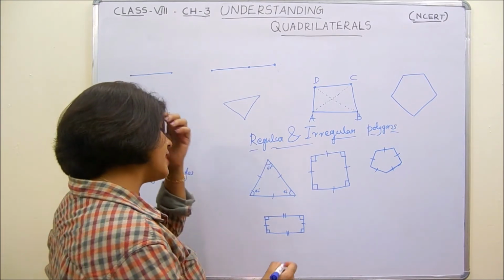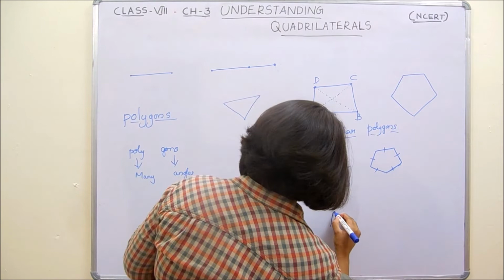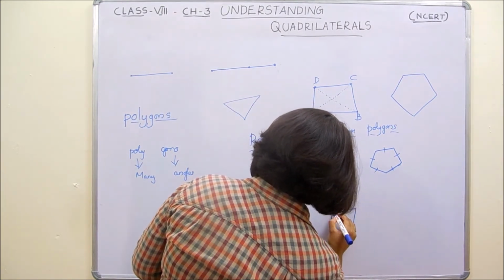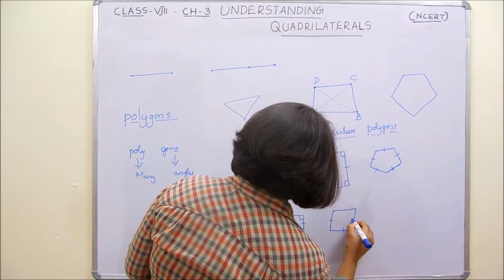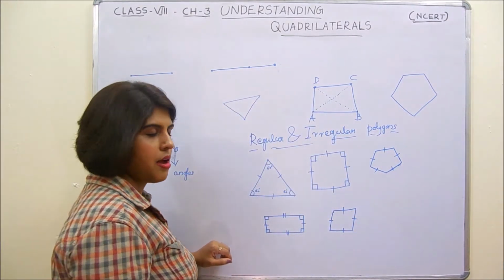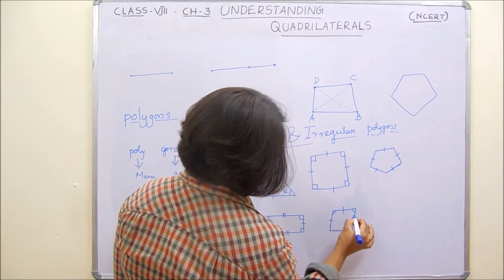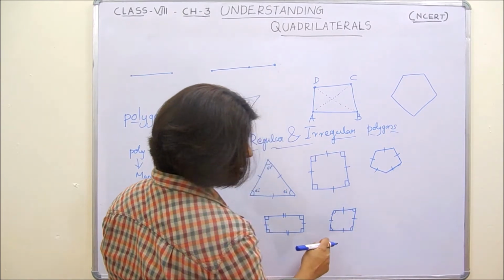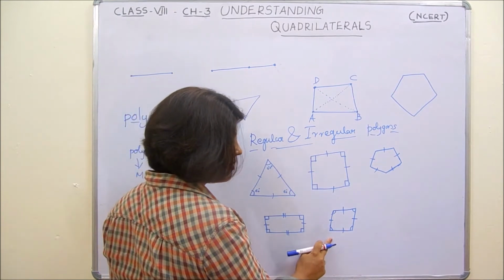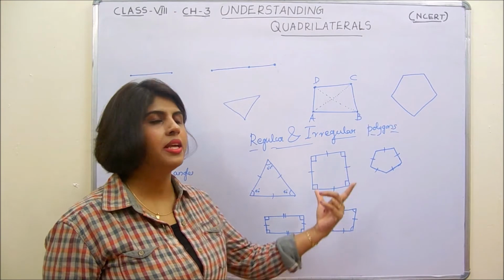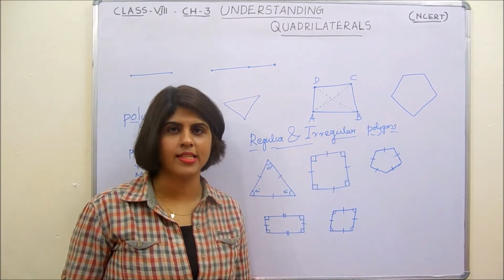Okay, if we are considering a rhombus, in a rhombus, we know that all the sides are equal, isn't it? But the angles are not equal. So a rhombus is equilateral but not equiangular. So these are examples of irregular polygons.